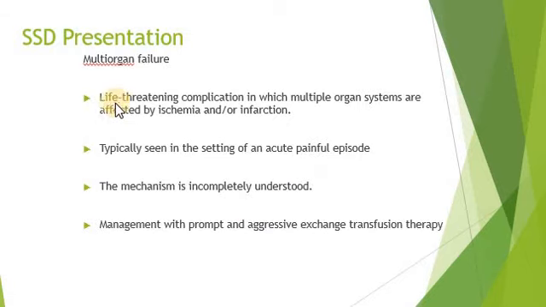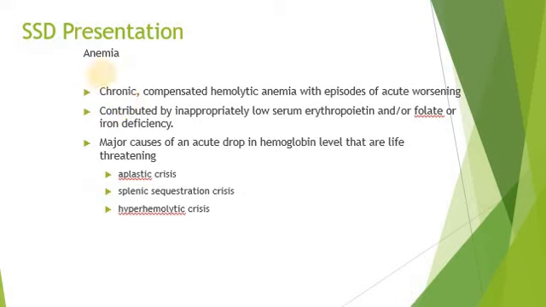Organ failure may be there, that is a lethal one, and it is a life-threatening condition, death due to ischemia or infarction. There is chronic anemia, that is due to the compensation of the hemolytic anemia. There may be an aplastic crisis, there may be a splenic sequestration crisis, there may be a hyperhemolytic crisis.